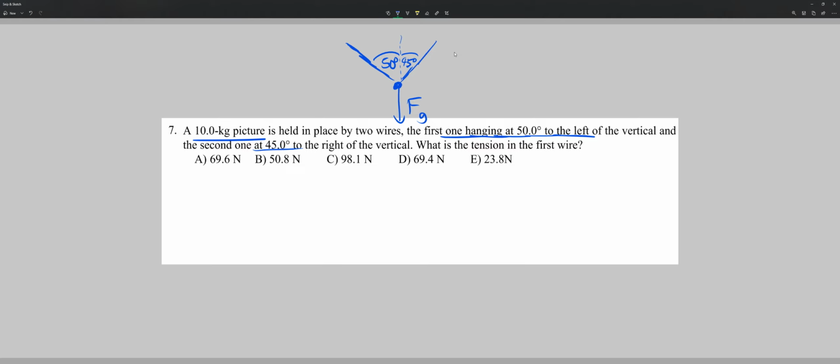So then the question says, what is the tension in the first wire? I'm going to call the first wire T1, and the second wire T2. Again, the object is in equilibrium, so we can say that my net force in the x direction is 0, and my net force in the y direction is 0 as well.